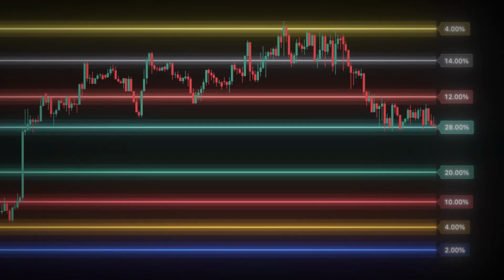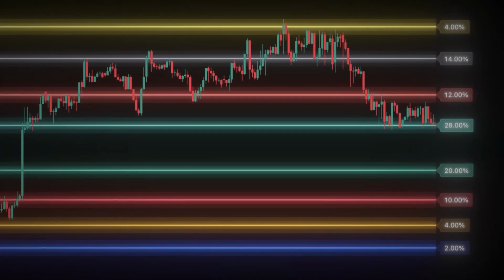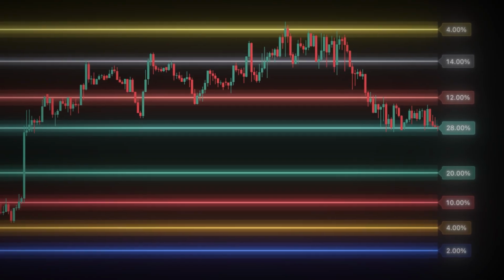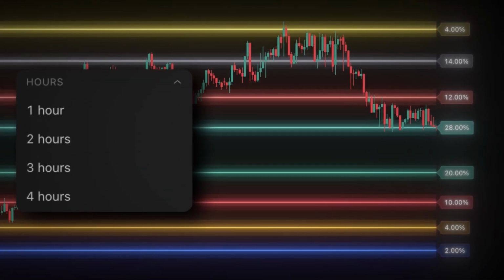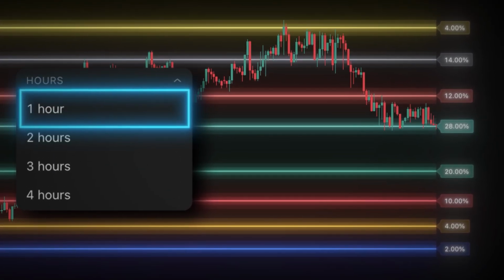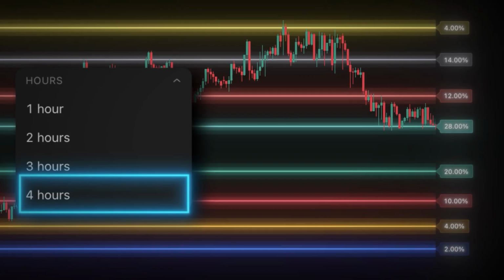Quick answers. Do the levels repaint? They update as new pivots appear because crowd memory evolves. Adaptation is the point, not hindsight. Best time frame? Use one you can emotionally handle. Most start with 1H or 4H, then step down once the process is consistent.